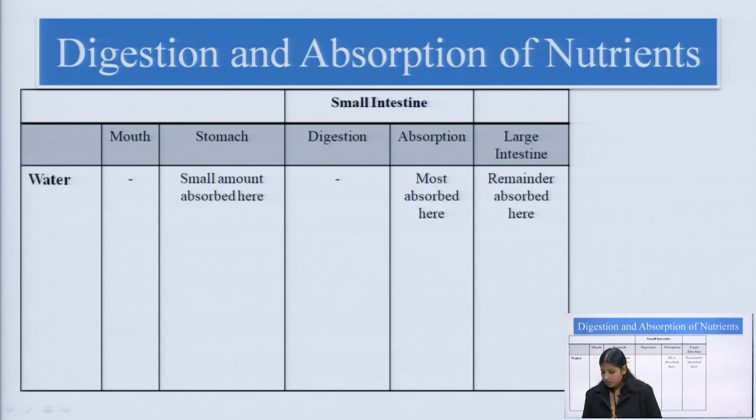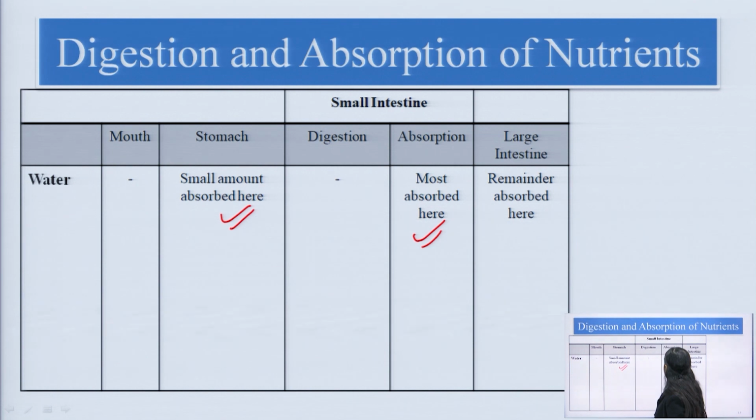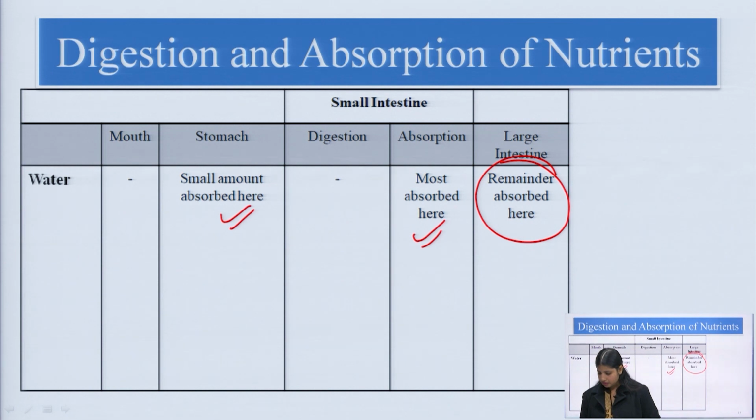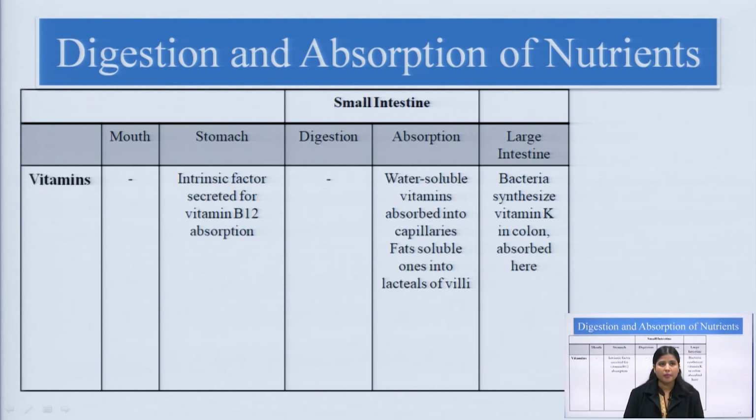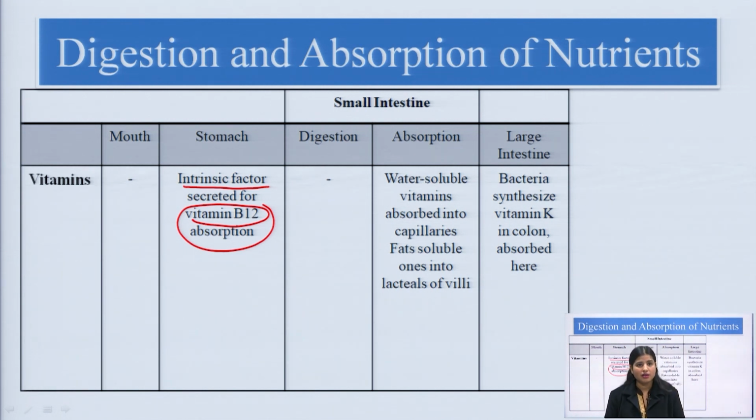Now, see, water is also absorbed. Some amount is absorbed in the stomach, some amount is absorbed in the small intestine, and the remaining portion is absorbed in the large intestine. Similarly, we have the vitamins. For vitamin B12 absorption, there are intrinsic factors which are released in the stomach, secreted by the parietal cells. These factors are very important for vitamin B12 absorption.